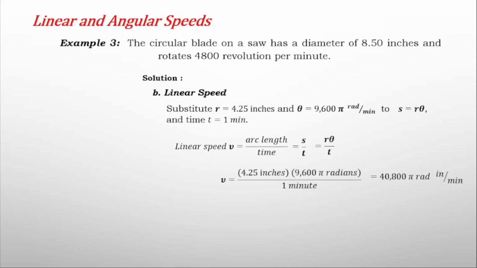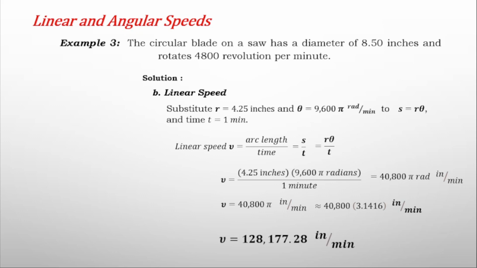As we multiply 4.25 inches and 9,600 pi radians, that is equal to 40,800 pi inches per minute. As we simplify further, the value of pi is equal to 3.1416. It must be substituted to our pi. So it becomes 40,800 times 3.1416 inches per minute, which is equal to a linear speed of 128,177.28 inches per minute.